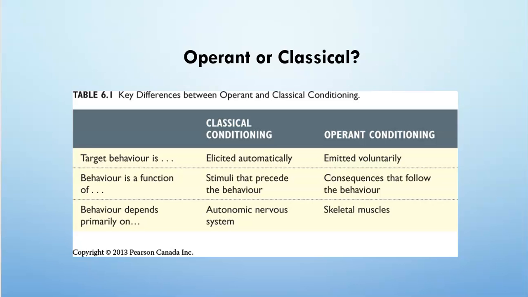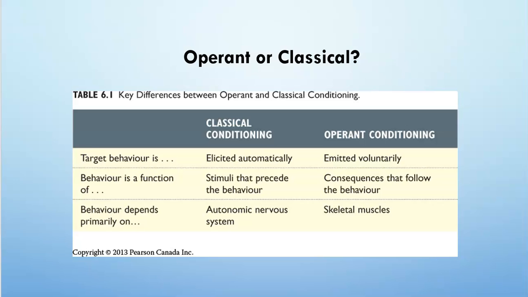In classical conditioning, behavior is a function of stimuli that precede the behavior. In other words, something beforehand dictates the behavior. Whereas in operant conditioning, the behavior is a function of the consequences following the behavior. So some sort of feedback after the behavior determines what the future behavior will be.